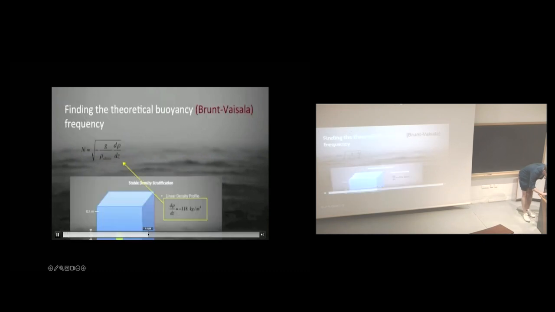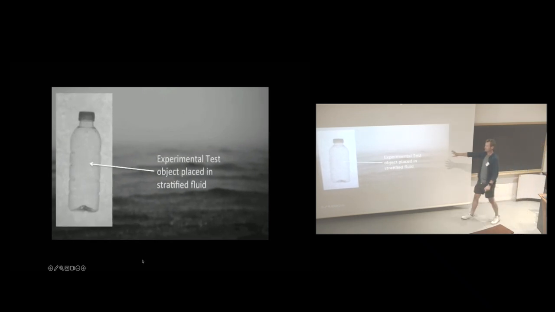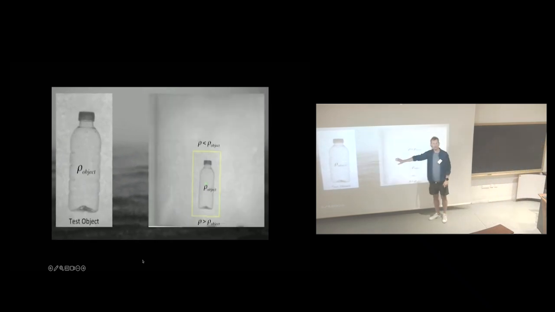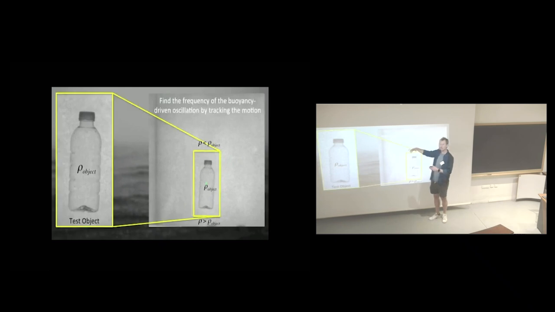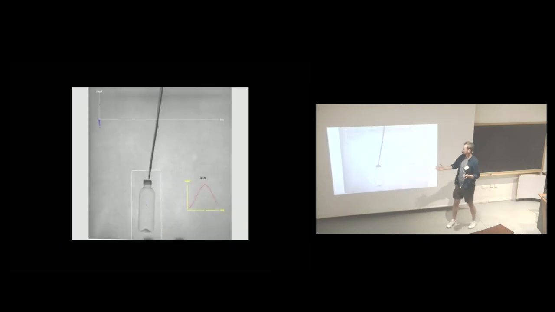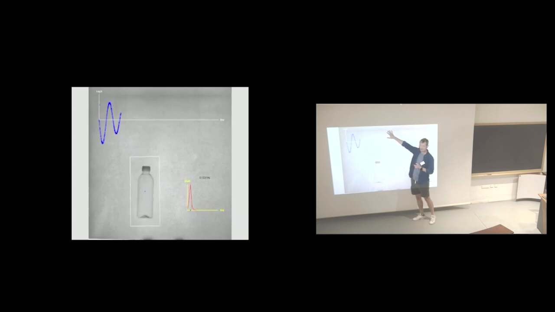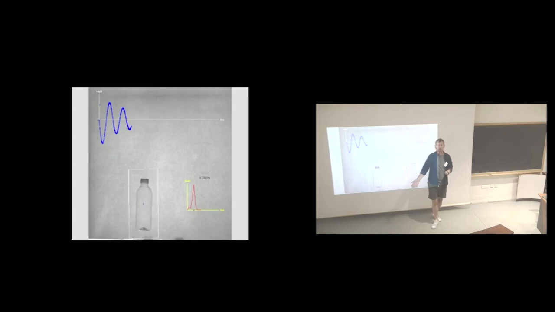Where's this? Here. Okay, so here we have a bottle. This bottle is neutrally buoyant. When you put it in its environment, it's neutrally buoyant to that given environment. It's the same buoyancy inside the bottle as it is in its environment. So they take this bottle and they oscillate it in a stratified fluid. So it means that above the bottle, it's less dense, and below the bottle, it's more dense, just like the average ocean would look like.